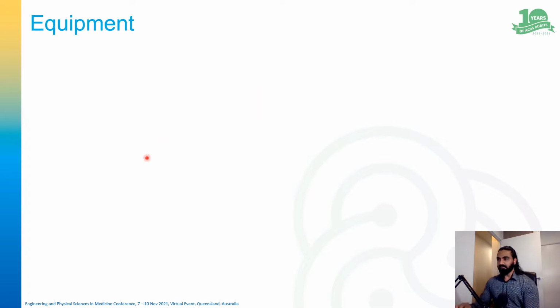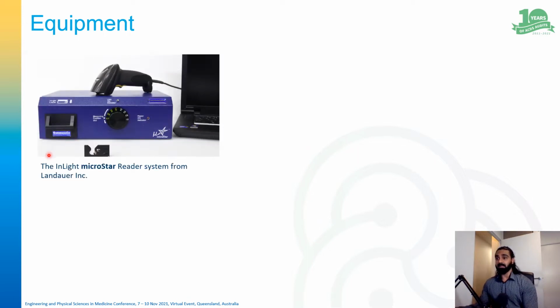All right, so in terms of the actual equipment used for the ACDS Level 1 audit, we started off by commissioning the InLight MicroStar reader system from Landauer Inc. So in this image, you see the cassette holder, which holds the actual OSLD, the reader itself, a scanner for scanning the barcodes, and the laptop, which has the MicroStar software.